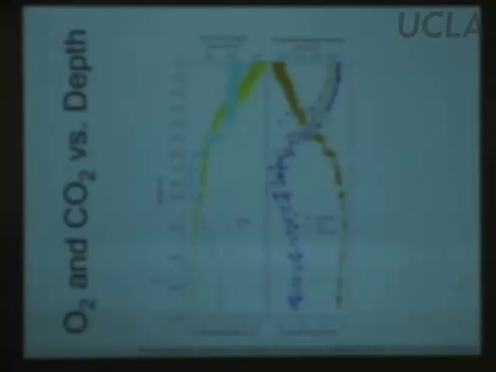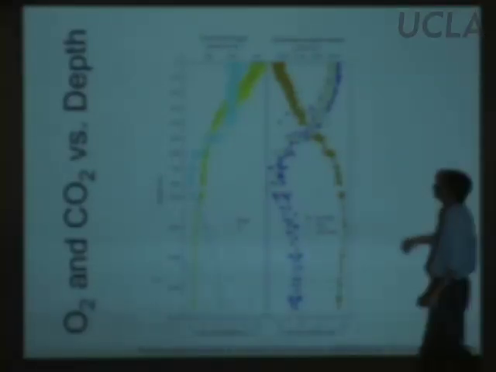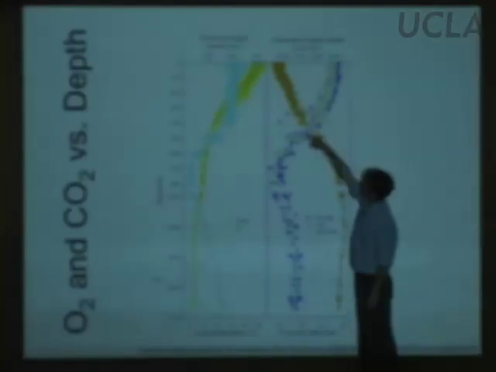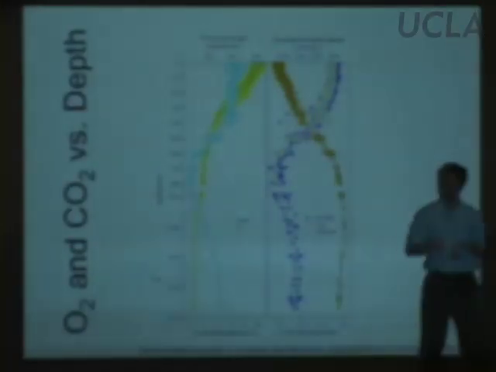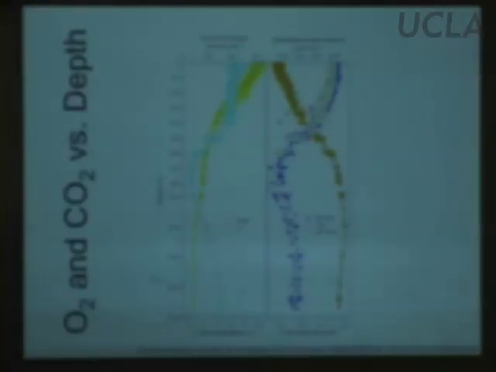You'll also notice, by the way, that the pH, the acidity of the water, is also kind of in a mirror image relative to the abundance of dissolved inorganic carbon. So let's look at that in a little more detail.